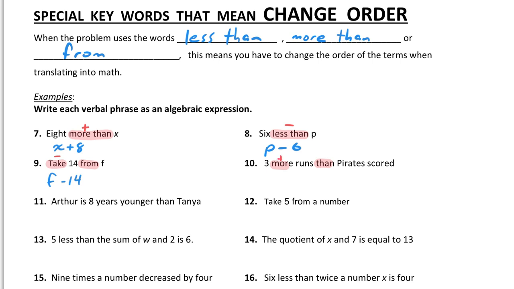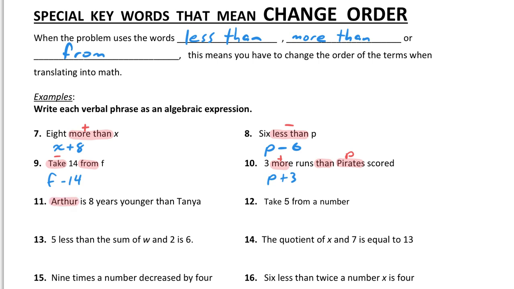More means we're adding, and than means we're switching the order of things. I'll also say that we can name this, instead of calling it pirates, we can relabel it as P. So now we've got P plus 3. There you go.